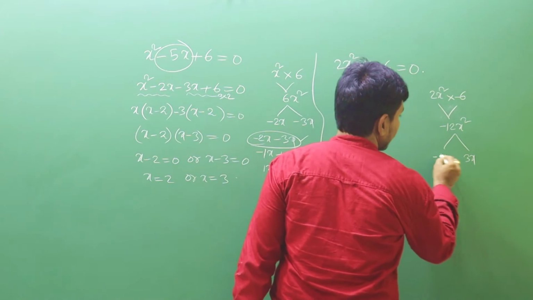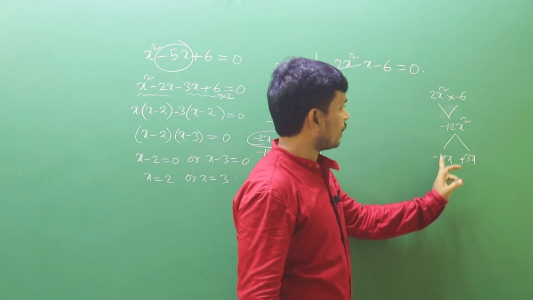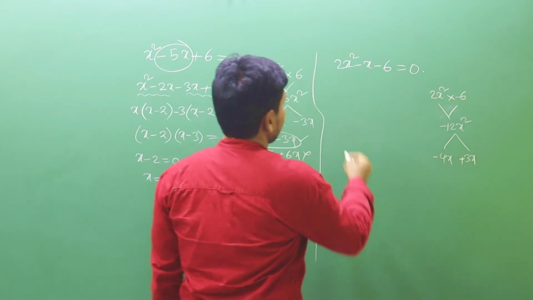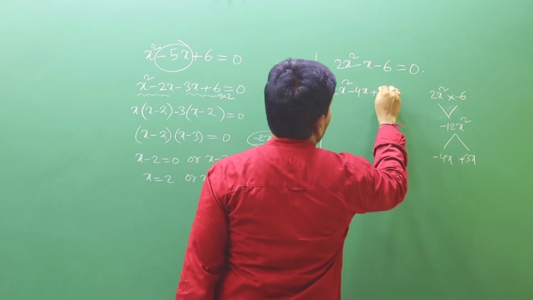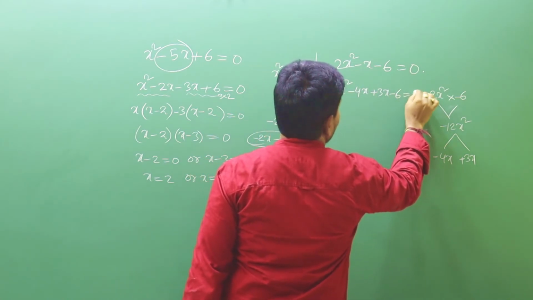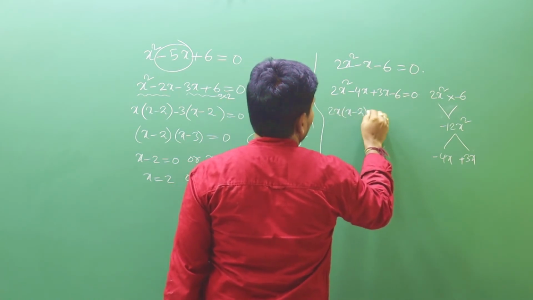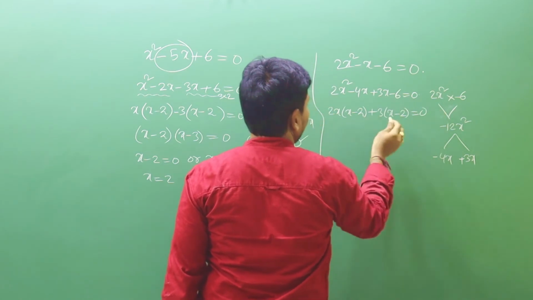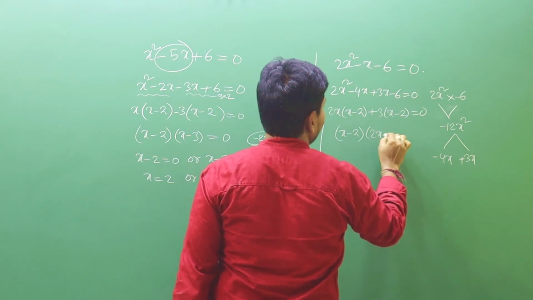So it is minus 4x plus 3x. Multiply it, minus 12x square, and add it, we get minus x. And now you say 2x square minus 4x plus 3x minus 6 equal to 0. Take 2x common: x minus 2, plus 3 take common: x minus 2. So in both, take x minus 2 common, and here you will get 2x plus 3.